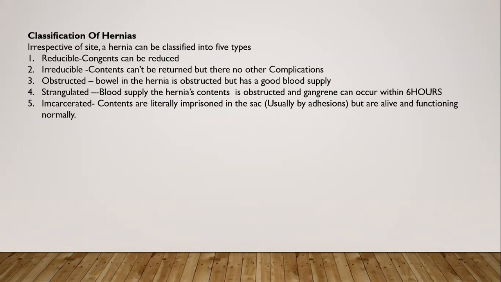In obstructed hernias, there is an obstruction inside the contents, but the blood supply is just okay. So in an obstructed hernia, the bowel in the hernia is obstructed, but the blood supply is okay. Now, in strangulated hernias, the blood supply is impaired, and gangrene can occur within 6 hours because the bowel's blood supply has been compromised, and therefore gangrene is likely to occur within 6 hours in a strangulated hernia.